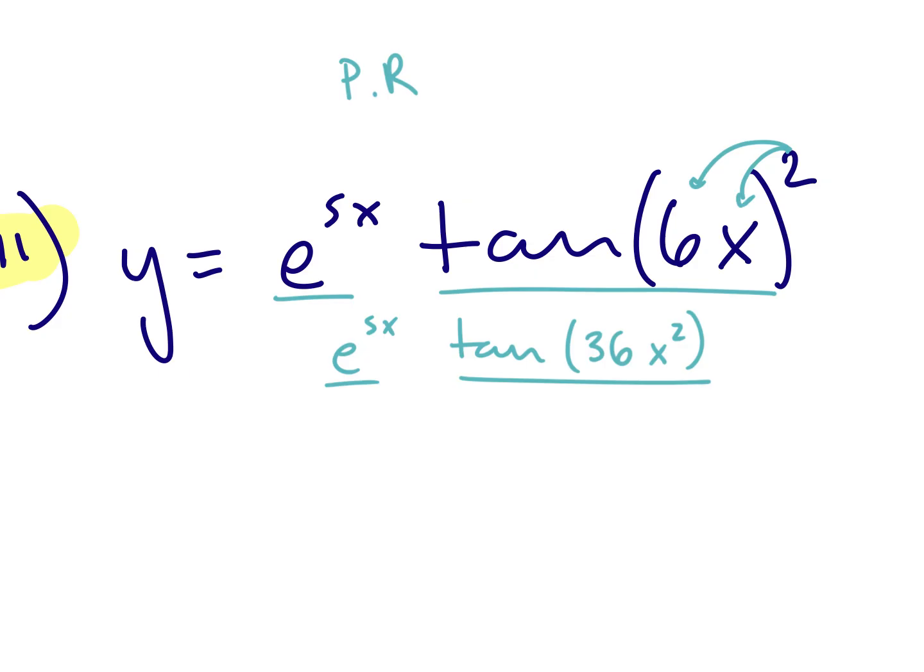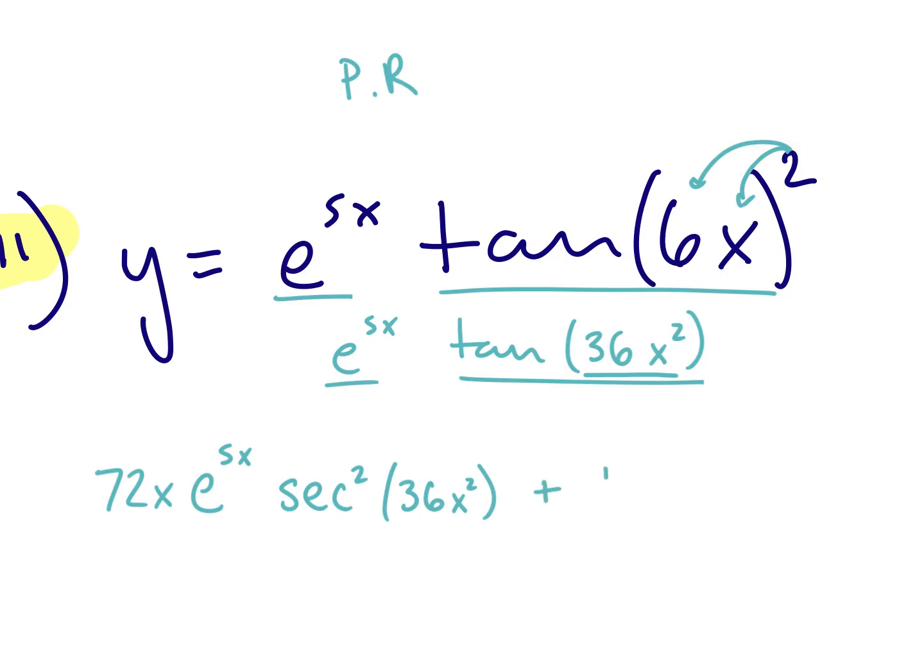So our first and our second. The first would be e to the power of 5x times the derivative of the second. What's the derivative of tangent? It would be secant squared. So secant squared of 36x squared times the derivative of what we're taking the tangent of. What's the derivative of 36x squared? 72x, perfect.